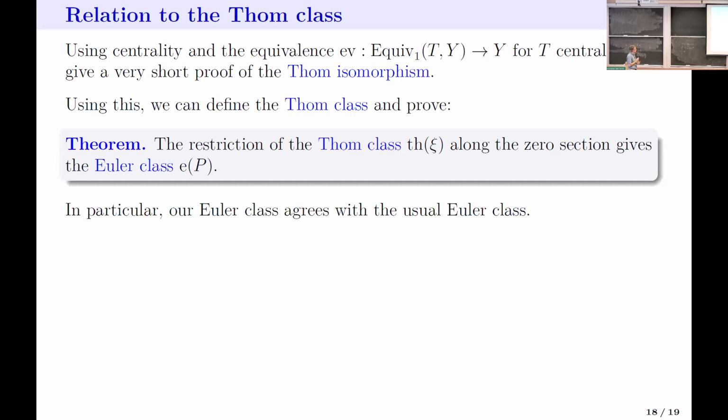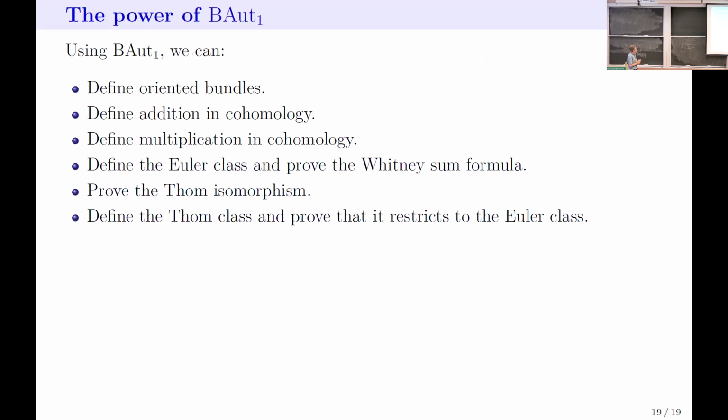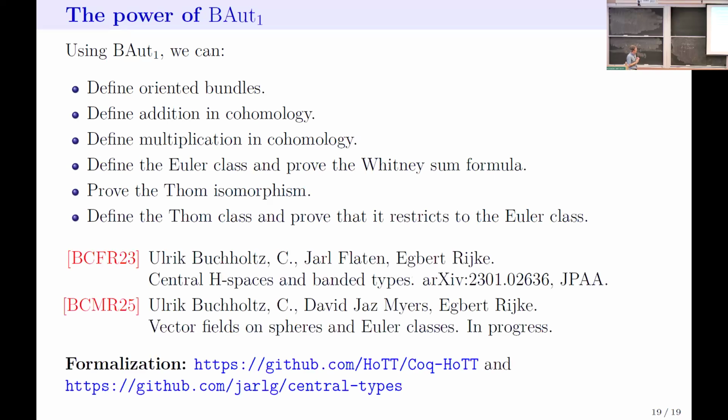And then this is just a summary slide. So this lists the things we've done. We've talked about oriented bundles. We've talked about addition in cohomology, multiplication in cohomology, the Euler class, the Whitney sum formula. I didn't really have time to talk about the Thom isomorphism and the Thom class, but there's a very nice way to prove the Thom isomorphism from this point of view. And there are the references.